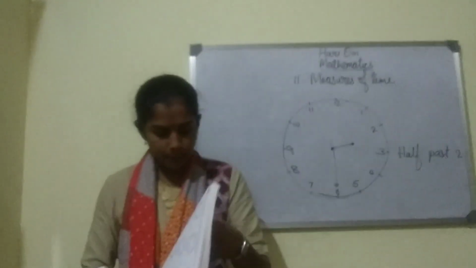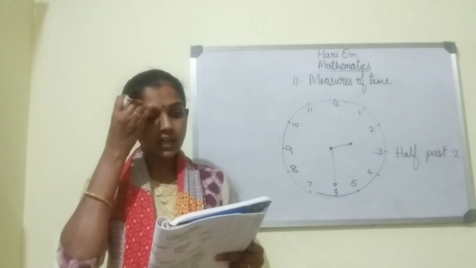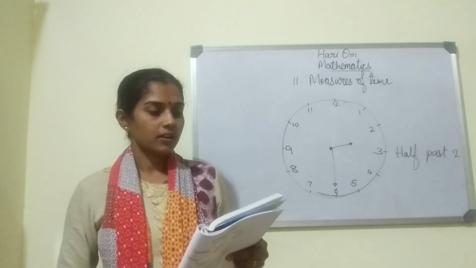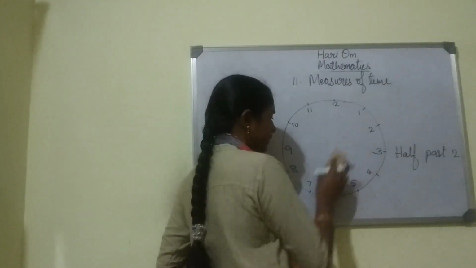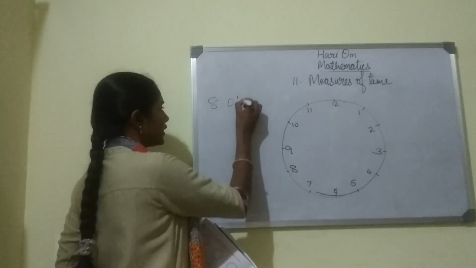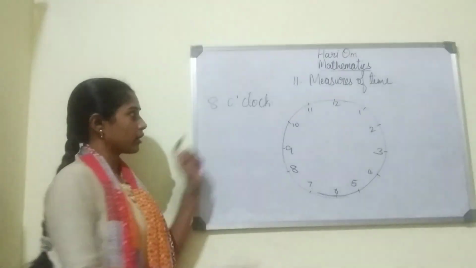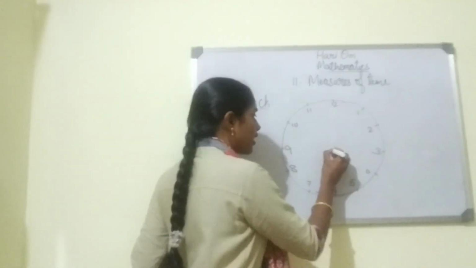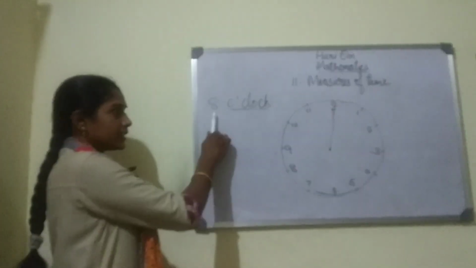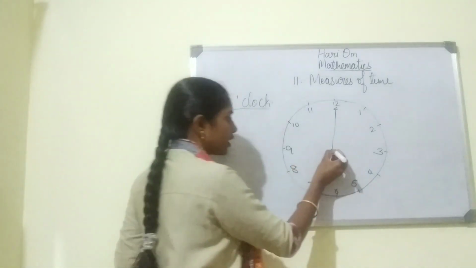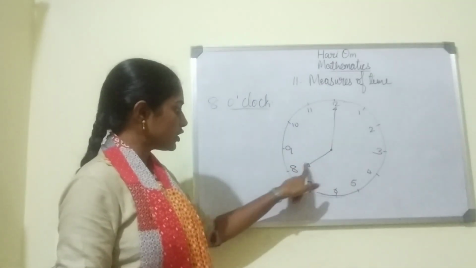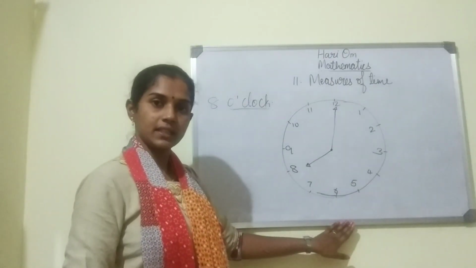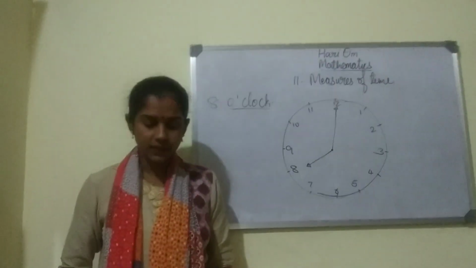Now on page number 140, draw the hour hand and the minute hand on the clock face to show the given time. So we have to draw the hands for the given time. Look at the first one. It is 8 o'clock. If it is o'clock, where will the long hand be? The long hand faces 12 and it is 8 o'clock, so the short hand will be at 8. Draw neatly, children. In 8 o'clock, the long hand will be at 12 and the short hand at 8. It means the time is 8 o'clock.